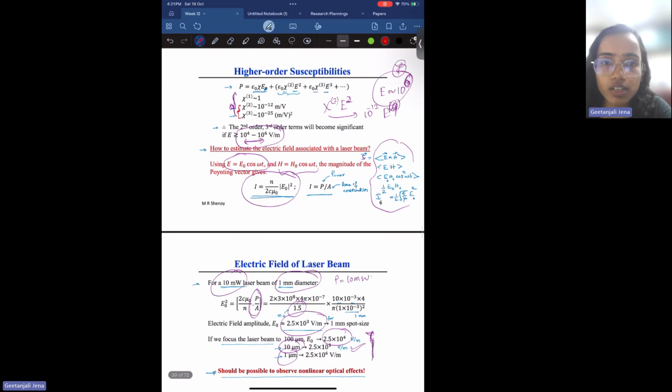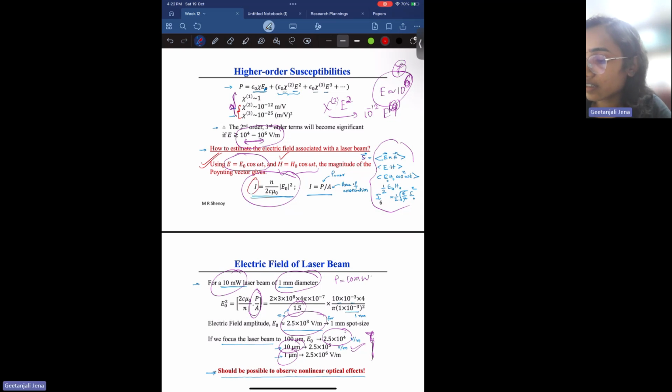So let us calculate what is the electric field associated with a laser beam. So this is the expression for the monochromatic electromagnetic wave, E equal to E0 cos omega t. And the corresponding magnetic field, you can write as H equal to H0 cos omega t. And to find out the electric field, you have to calculate the intensity, and from that you can calculate the magnitude of the electric field associated with the laser beam.